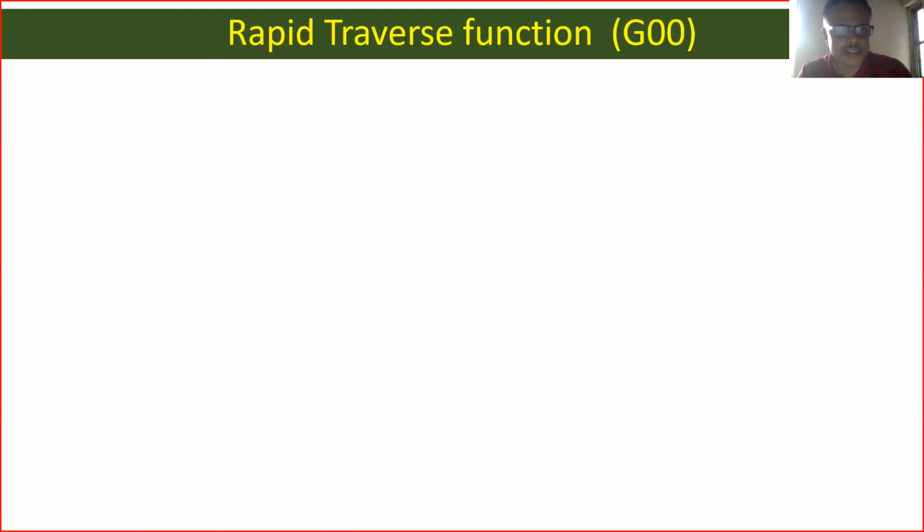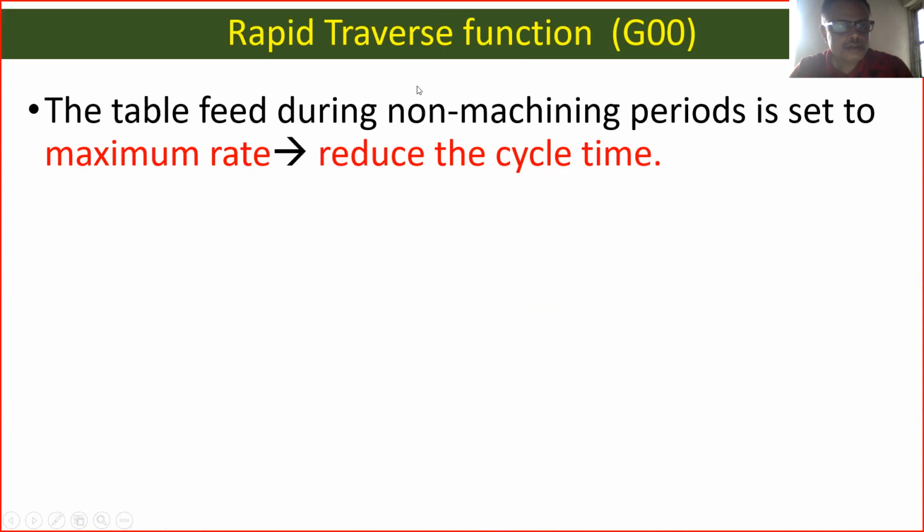Now we will see some important G codes. To start with, G00. So how do the G codes work? G followed by 2 digits. G00 is used for the table feed during non-machining periods, set to maximum rate. That is, the G code is used for the movement of the machine tool slides at maximum speed. It is used to reduce the cycle time.